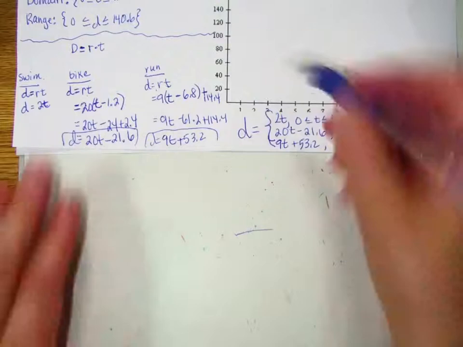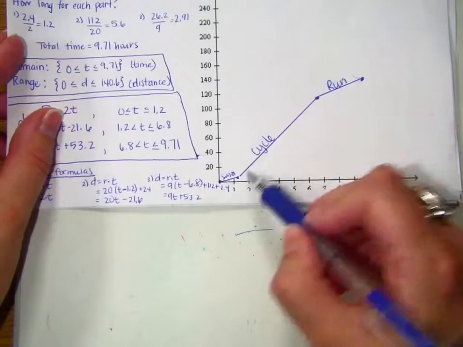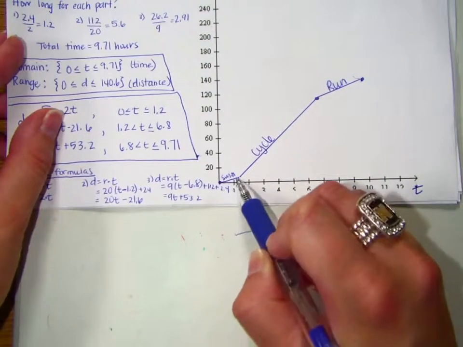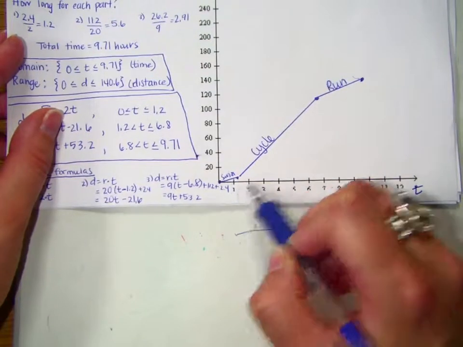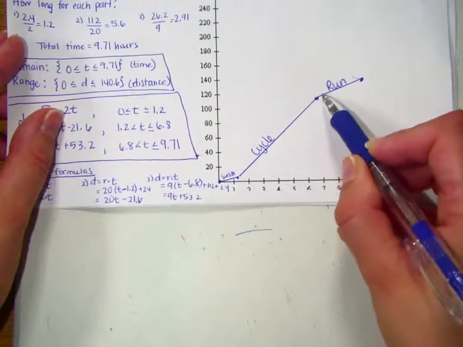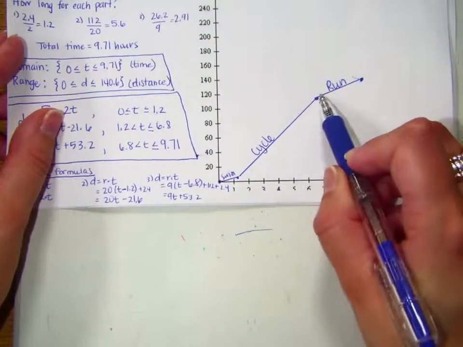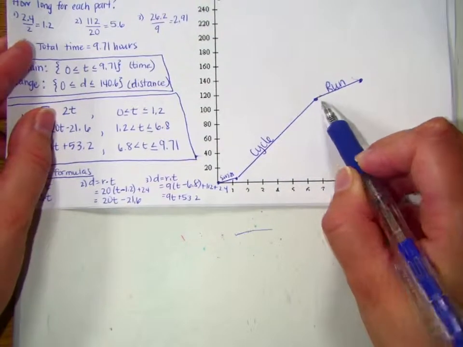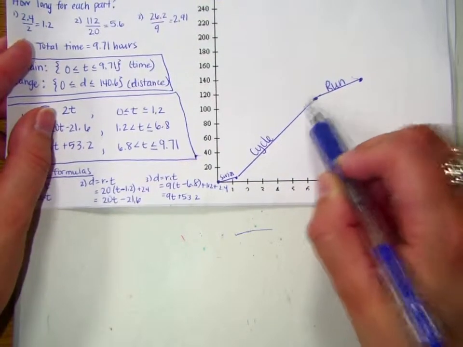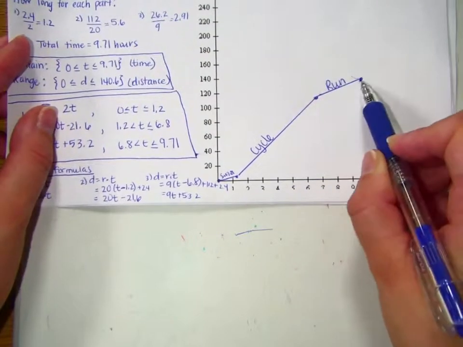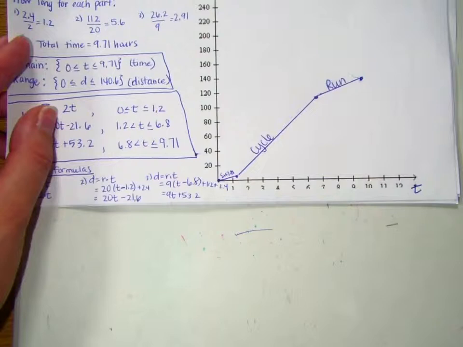All right, I'm not going to take time, but I'll show you what the graph looks like. So between the time of 0 and 1.2, we swam that distance. Between the time of 1.2 and 6.8, we can see that our distance really goes up quite a bit, because that's the big distance that we travel when we are riding our bike. And then between 6.8 and 9.71, we have our distance that increases there a little bit, okay?